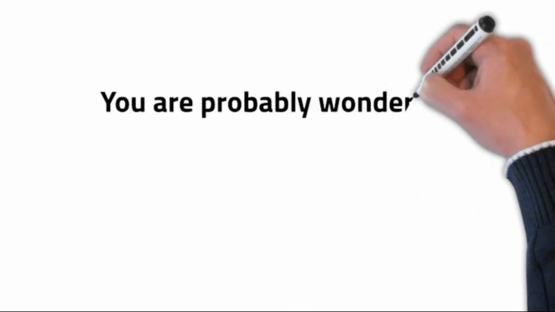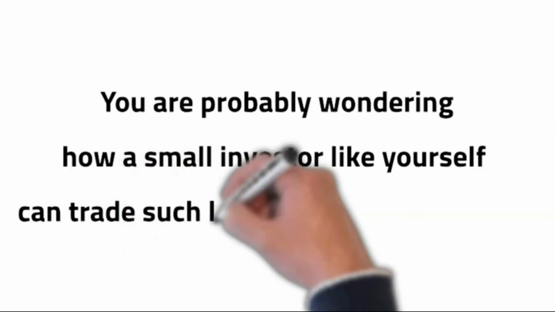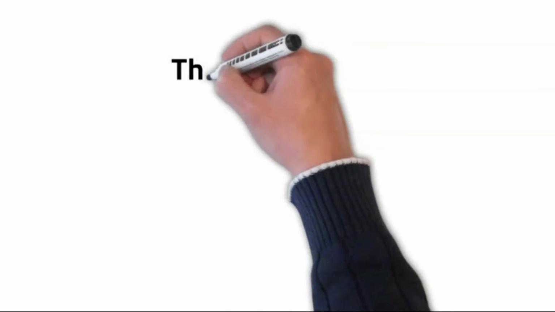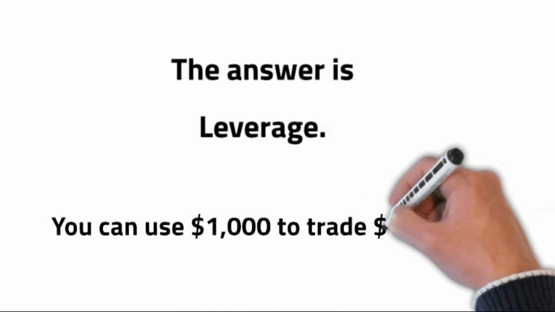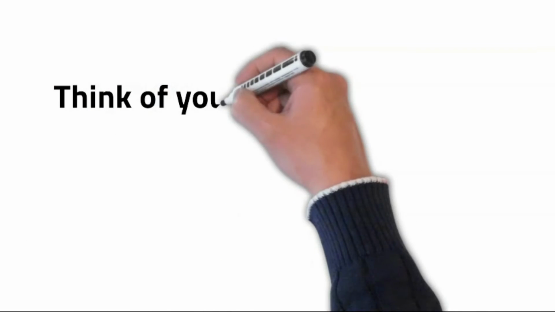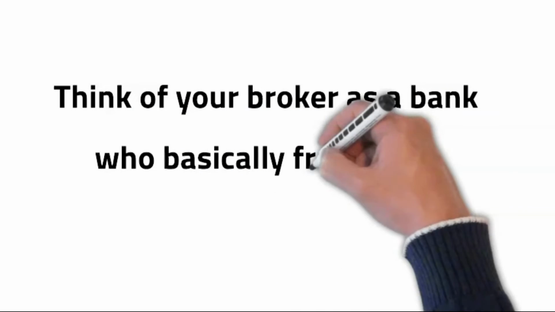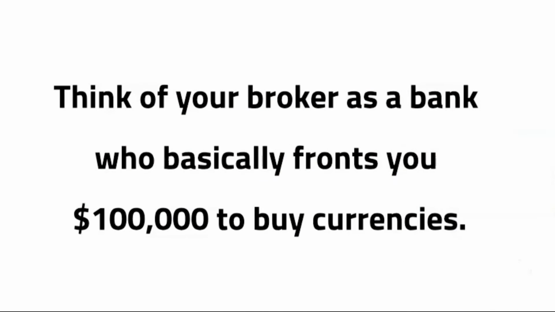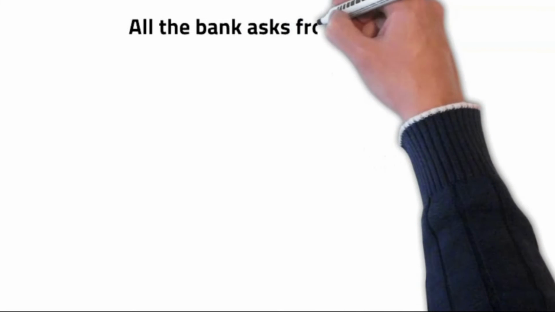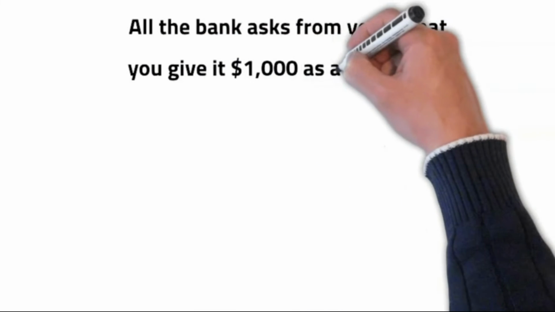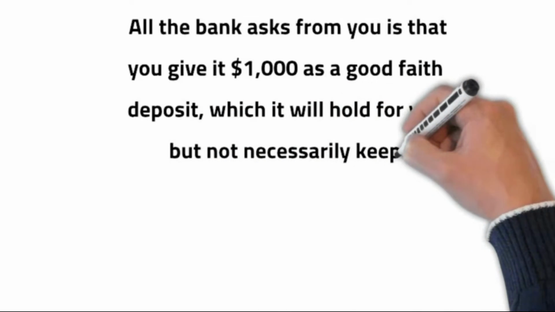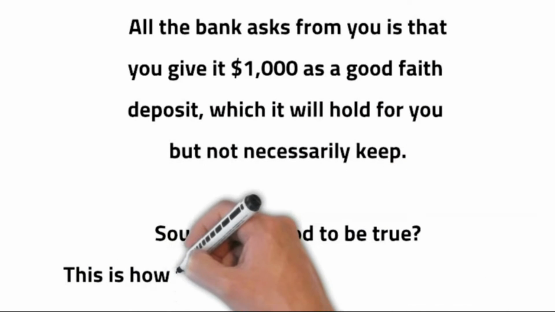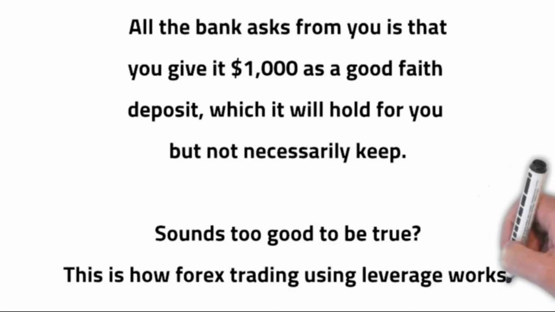You are probably wondering how a small investor like yourself can trade such large amounts of money. The answer is leverage. You can use $1,000 to trade $100,000. Think of your broker as a bank who basically fronts you $100,000 to buy currencies. All the bank asks from you is that you give it $1,000 as a good faith deposit, which it will hold for you but not necessarily keep. Sounds too good to be true. This is how Forex trading using leverage works.